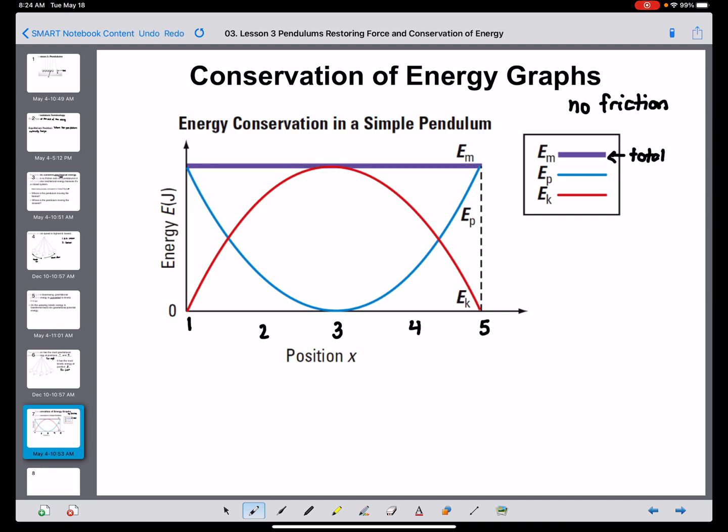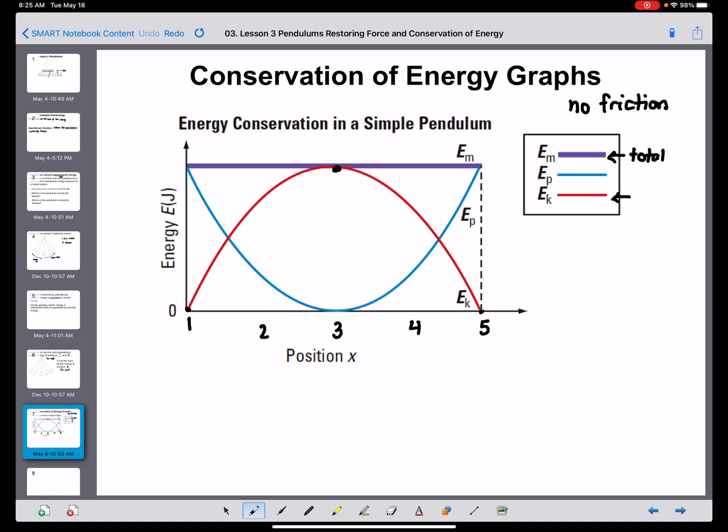But if we look at the red line, let's say, at position 3, right here, the red line is nice and high because that's where kinetic energy is high. And then at positions 1 and 5, the kinetic energy is low. And then the potential energy is doing the opposite. So the potential energy is the blue line because as kinetic energy goes up, potential energy has to go down.